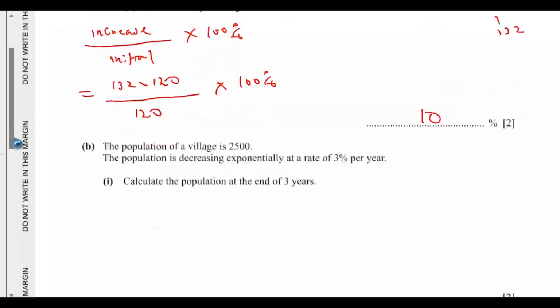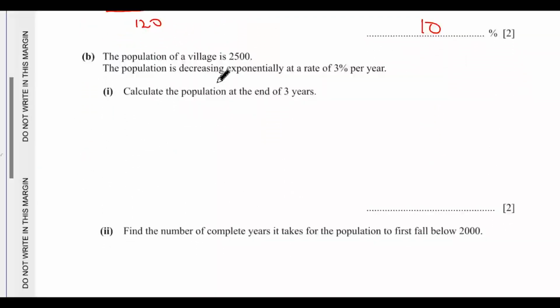Now question 1b. The population of a village is 2,500. The population is decreasing exponentially at the rate of 3% per year. Calculate the population at the end of 3 years.